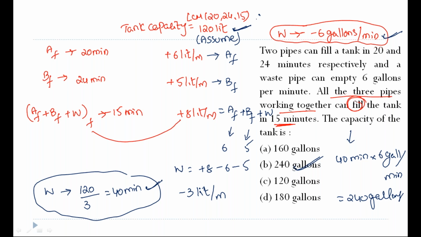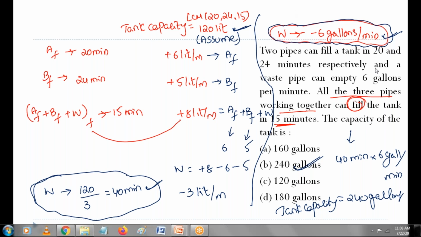So we calculated the waste pipe. Why did we calculate the waste pipe timing? Here gallons is related to the waste pipe. The waste pipe is removing 6 gallons per minute. So I'm calculating what the waste pipe will do. The waste pipe will empty the tank in 40 minutes. As per the question, it is removing 6 gallons per minute, so the actual tank capacity is 240 gallons. We assumed 120, but the actual value is 240 gallons. My dear friends, did you get the update in this question or not? So with this, time and work along with pipes and cisterns is completed.